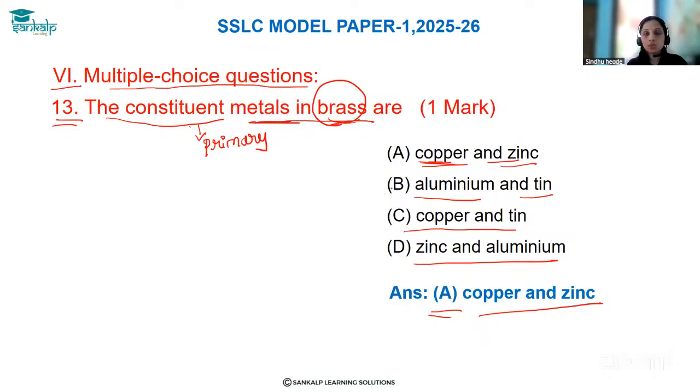The remaining option B is wrong. Why? Because aluminium is not a primary or constituent metal. It is only a small amount of additive. And tin is also not a constituent metal of brass, because tin is the constituent metal in bronze, not brass. So the correct answer is copper and zinc. Option A is the right answer.